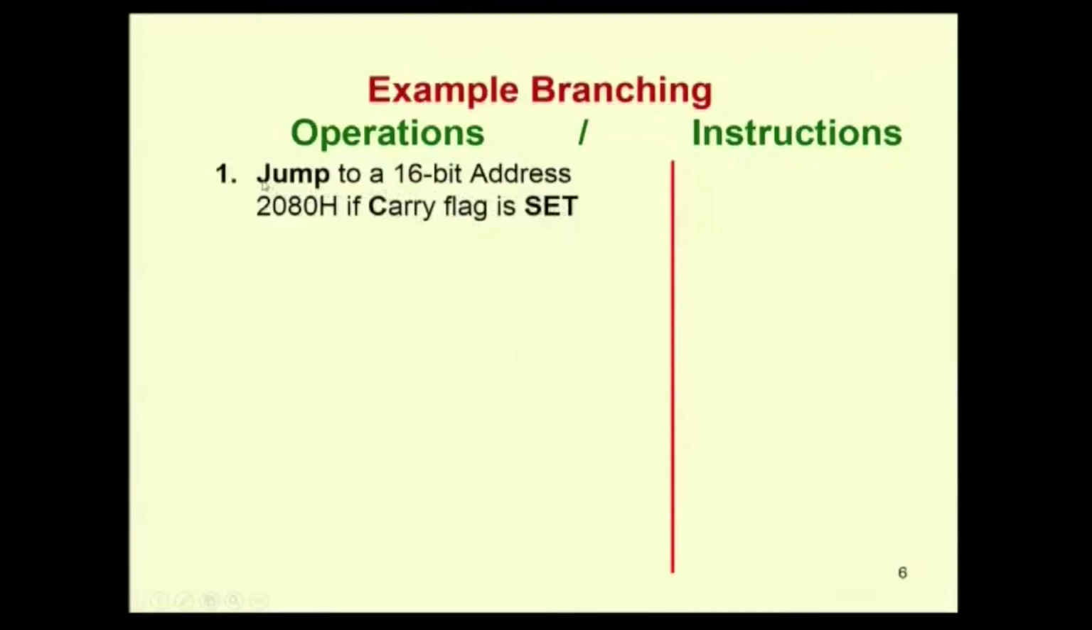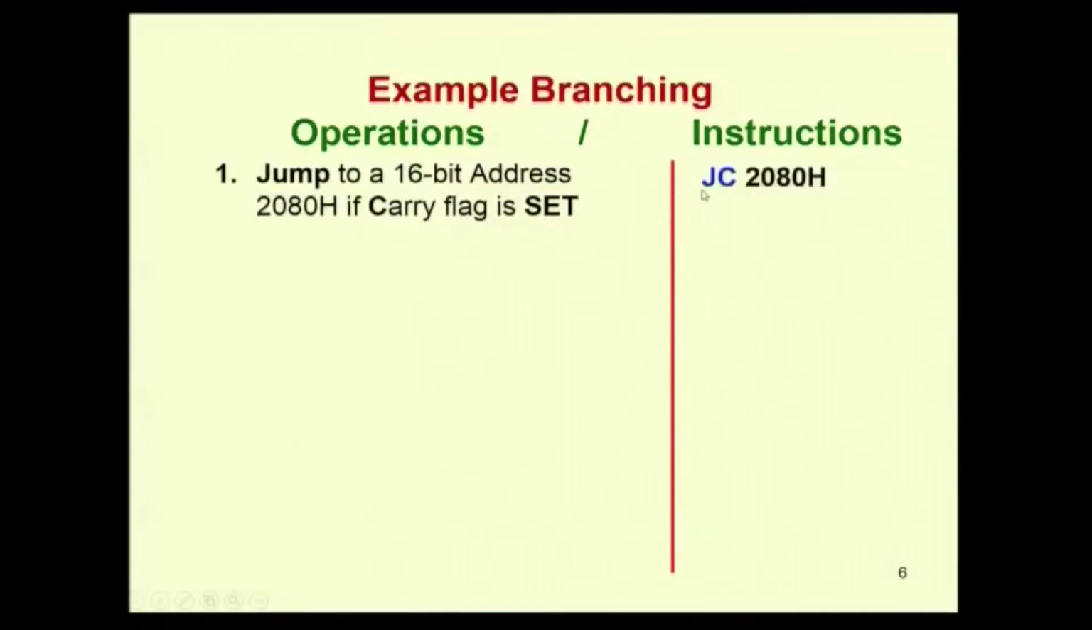Okay. So, for a jump instruction, you have to mention the address where it has to jump, and you have to mention whether it is conditional or unconditional. In this case it is conditional, that is, it has to jump to the location number if the carry flag is set. So, what is the instruction for that?